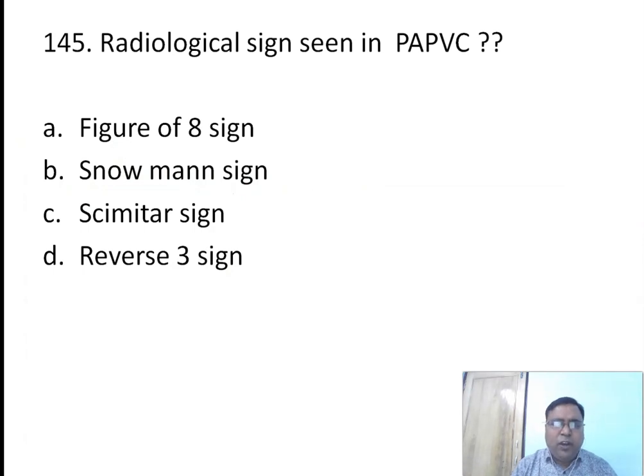Next, classical radiological sign seen in PAPVC. It is not TAPVC, it is PAPVC, partial anomalous pulmonary venous connection. Is it figure 8? Is it snowman? Is it scimitar or reverse? As you know, figure 8 and snowman, these we are seeing in TAPVC. Reverse 3 sign is coarctation. So the classical sign which you are getting in PAPVC is your scimitar sign.